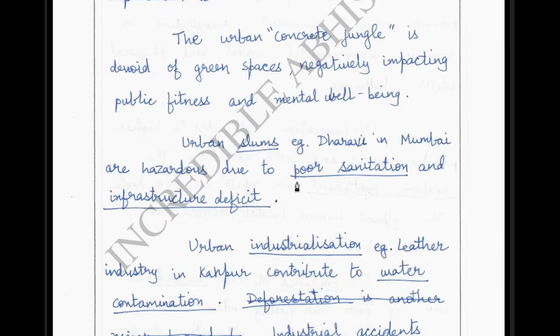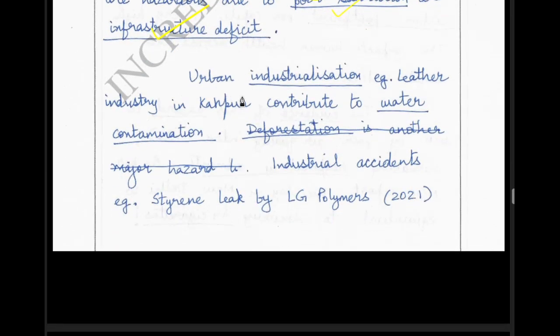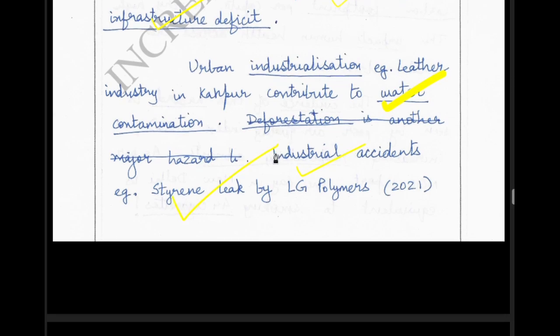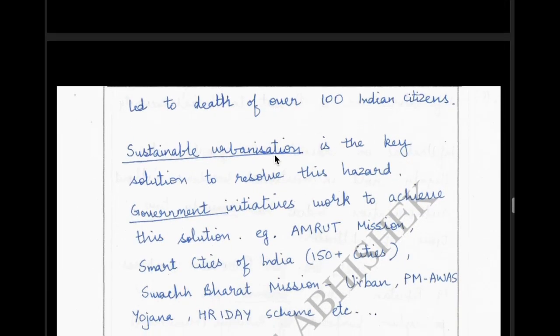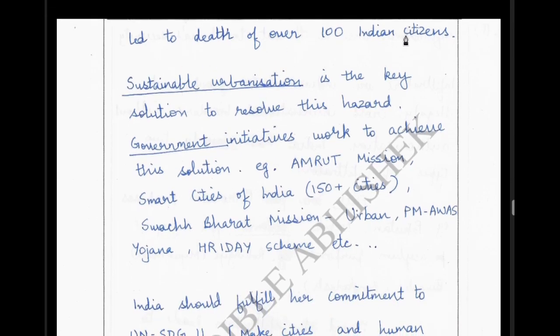All right. Urban slums, he is talking about urban slums and connecting it to poor sanitation, infra deficit. See, he has connected urbanization to your human health. He is talking about water contamination, that is your water pollution, industrial accidents, air pollution by styrene leak where many people died in 2021. Yeah, 100 citizens.